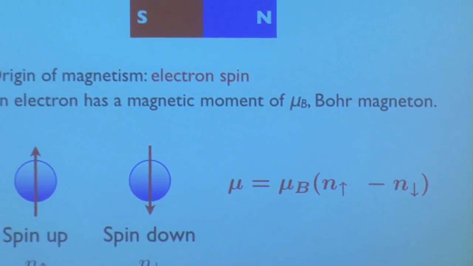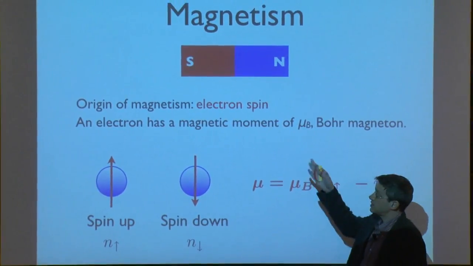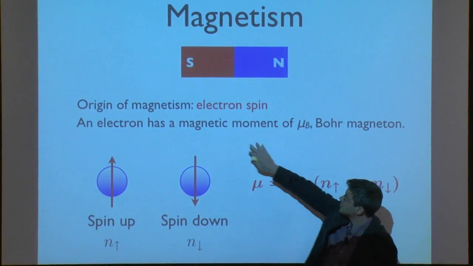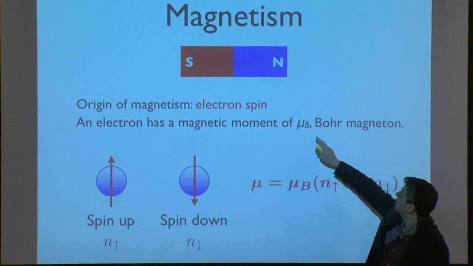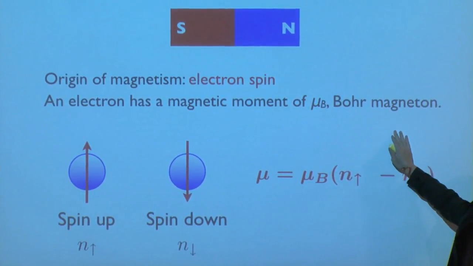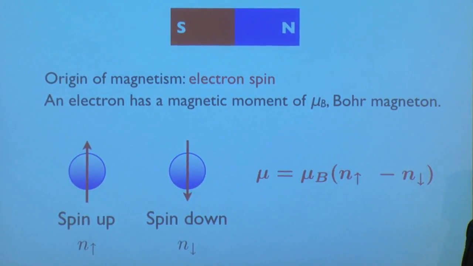We haven't talked about magnetism, and I want to come back to it because I did mention that electrons have spin, and therefore they also have a magnetic moment. And we call this, just think of it as some constant that we call the Bohr magneton. It has a value. Okay?